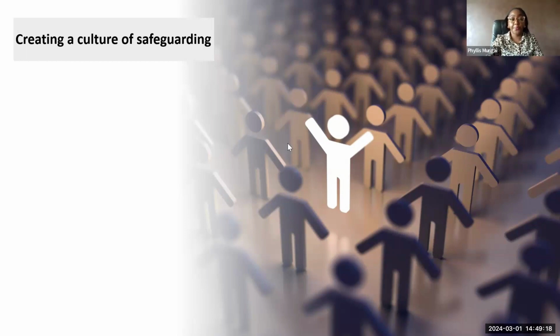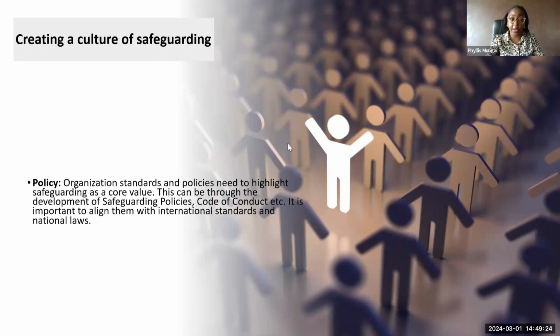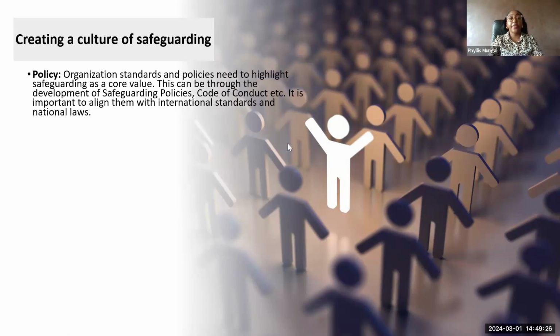Okay, great. So, how do we create a culture of safeguarding within our organizations? There are four key areas that we need to look at. Number one is policy, and this is where your organization comes up with standards and policies that highlight safeguarding as a core value. This can be through development of safeguarding policies, codes of conduct.